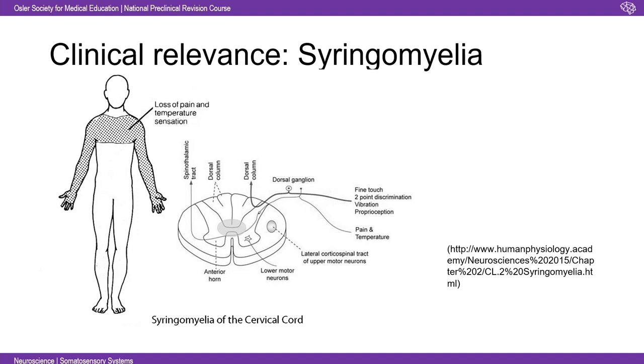So a classic clinical vignette would be, for example, someone has found that they're just repeatedly burning their hands, but they can't feel it. And that shows two things: they can't feel pain or temperature, and that the hands are affected. So immediately you should be thinking syringomyelia.